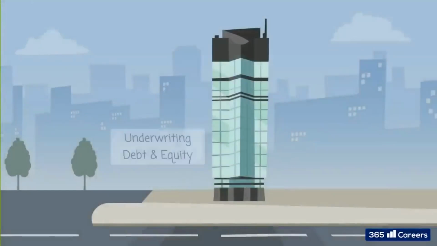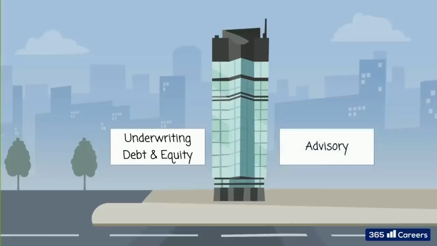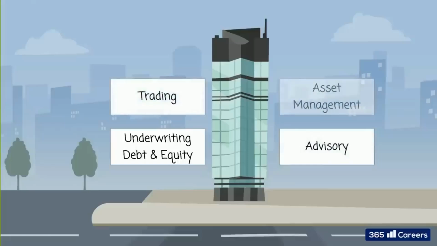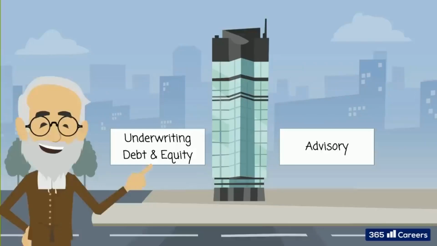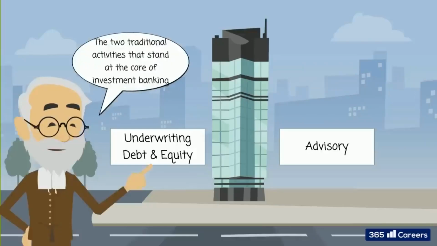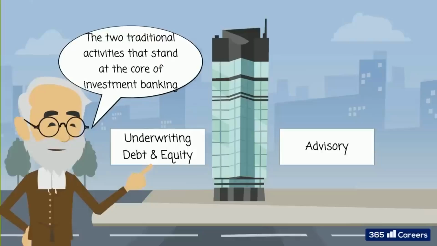Nowadays, investment banks offer a complex range of financial solutions. Their products encompass a wide range of areas, like underwriting of debt and equity, advisory on mergers and acquisitions, trading, and asset management. It is understandable why underwriting and advisory are the two traditional activities that stand at the core of investment banking. This is, after all, how the business started in the first place, and how investment bankers add the most value for their clients. This is how they build historical relationships that last decades and even centuries. Sounds very romantic, doesn't it?